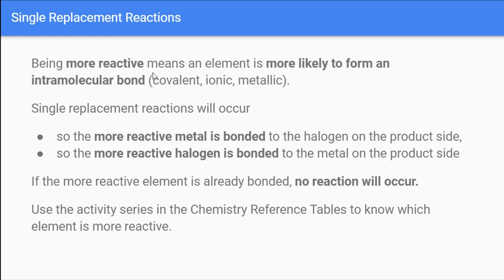When you are more reactive, it means that you're more likely to form an intramolecular bond. Remember that that's a covalent, ionic, or metallic bond. So a single replacement reaction will occur so that the more reactive metal is bonded to the halogen on the product side, or if you're dealing with switching the halogens out, it'll be so that the more reactive halogen is bonded to the metal on the product side. Basically, if the more reactive element is already bonded in the reactants, no reaction will occur. You need to use the activity series in the chemistry reference tables to know which element is more reactive.